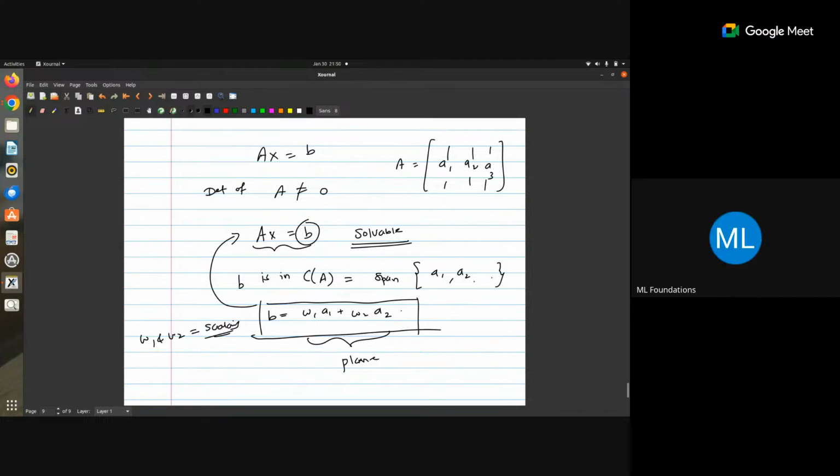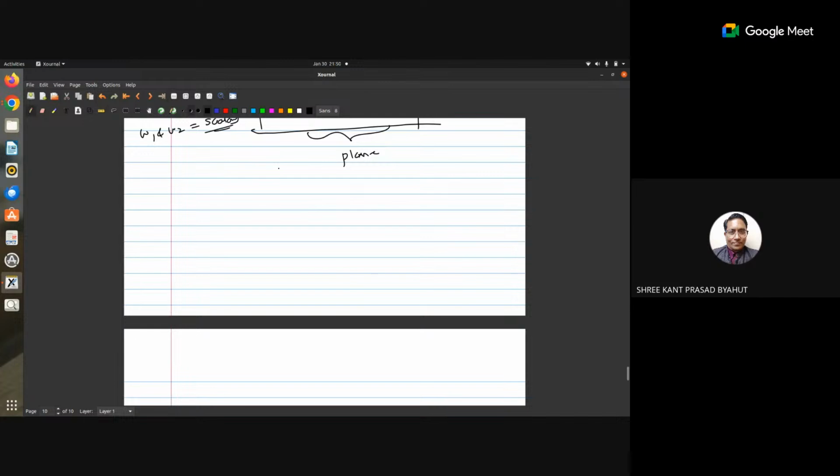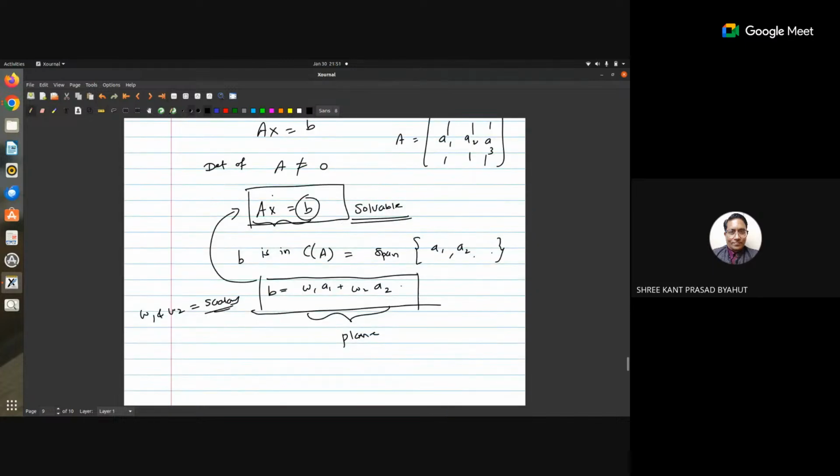So what I'm trying to say is, if B is a vector which is in that plane, then this system of linear equations is solvable. Is that fine? Geometrically, it is correct. And how will you solve this matrix then? If the B vector lies in the plane of W1 A1 and W2 A2, then it is solvable.